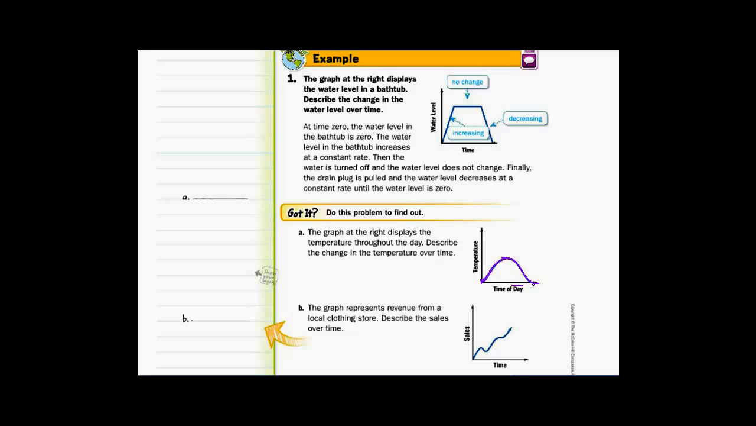On B, the graph represents revenue from a local clothing store. Describe the sales over time. So, over time, as time goes on, in general, their sales are going up, right? But there was one little period about right there where sales declined, and then they went back up, and then it looks like they kind of stalled out a little bit. And they're just a little flat, and then they started to increase again. So overall, they are increasing, but there are 2 points in the sales where they would actually decrease just a little bit, or they would remain the same.